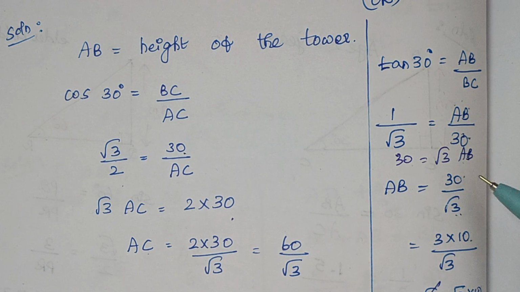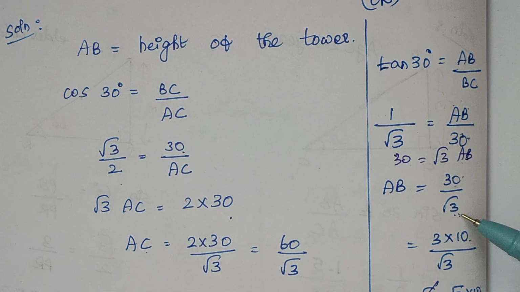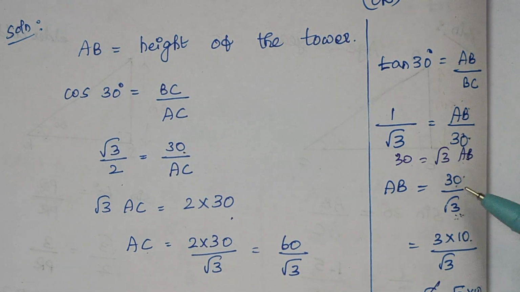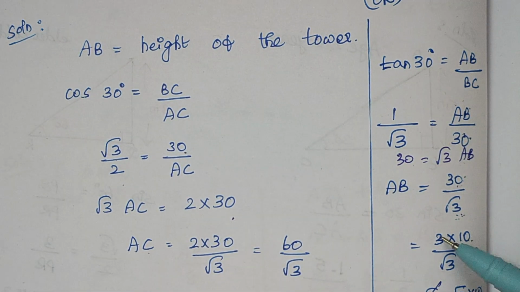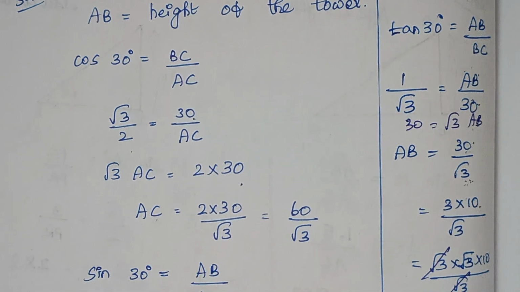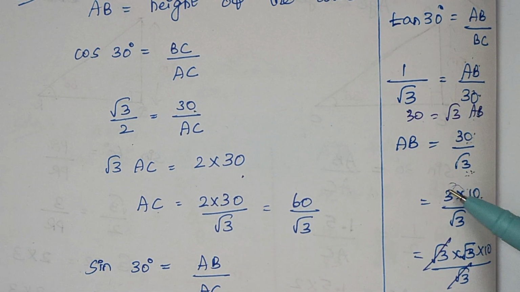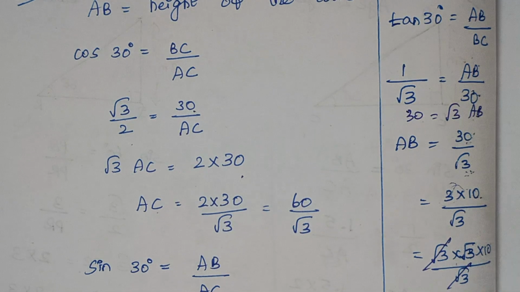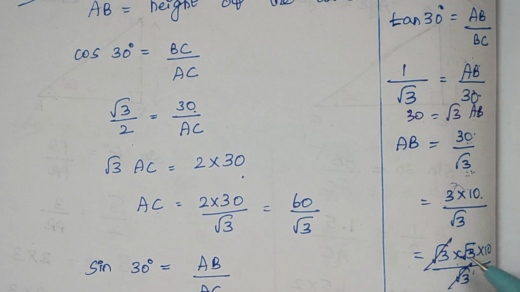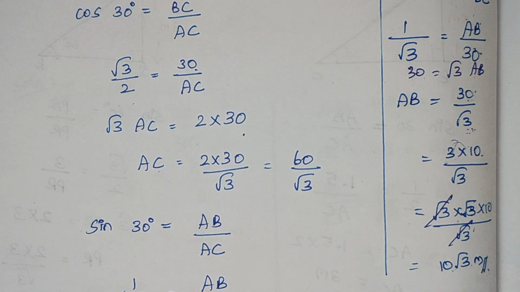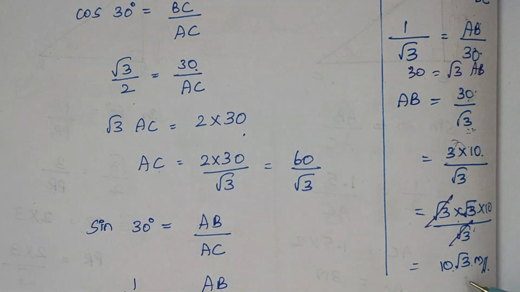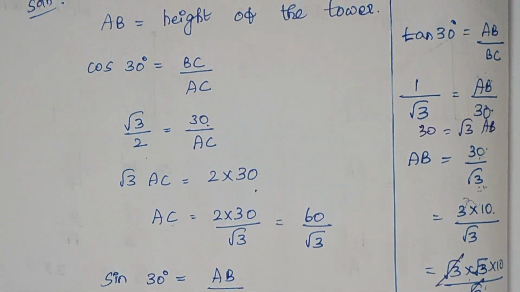But you see, what is the number we have in the denominator? We have 3. Therefore, we need to split this 30 in terms of 3. So 30 can be written as 3 into 10. Here again, 3 can be written as root 3 into root 3, and this 10 as such, divided by this root 3. So now this root 3 cancels, and the final answer is 10 root 3 meters. So the height of the tower AB is 10 root 3 meters. This is the simplest method to solve this.